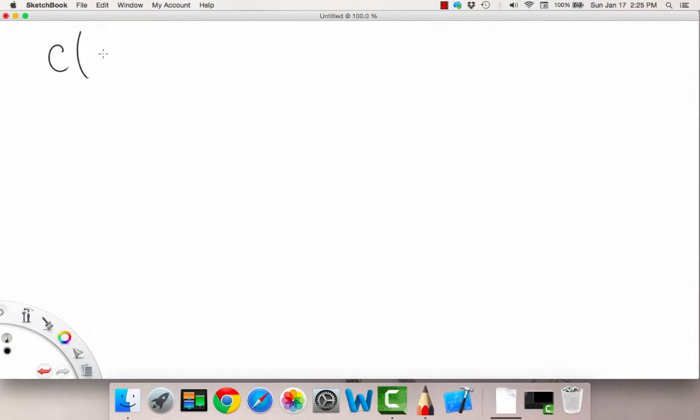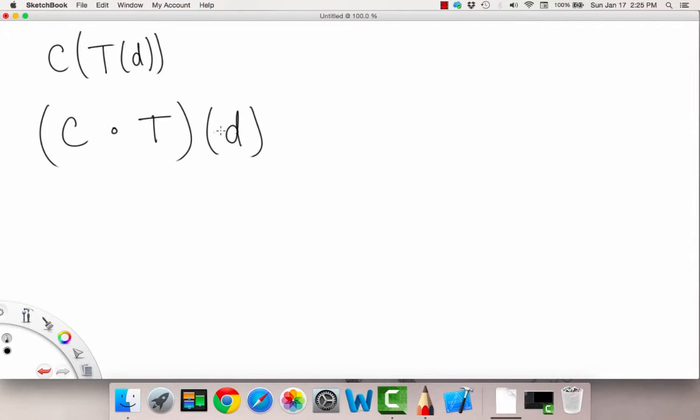We've learned one way to write composition of functions, C of T of D. A function takes another function as the input. That's basically what composition of functions means. Another way to write this is the following. You might see this notation, C and then an operator that looks like a floating open dot to me, I don't know the official name. Then T, so C of T, and then of D. You say it the same way.